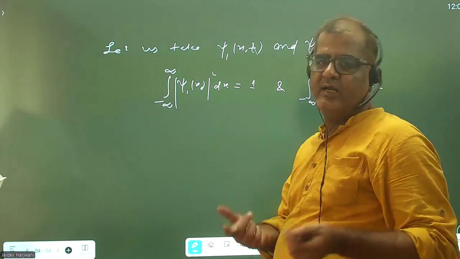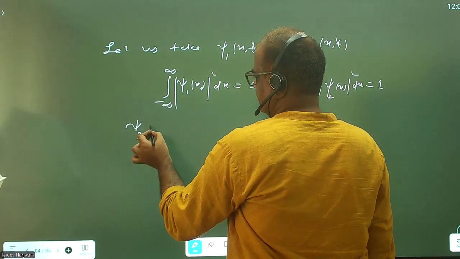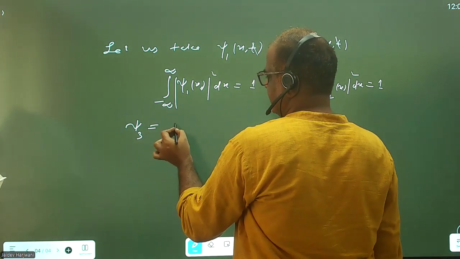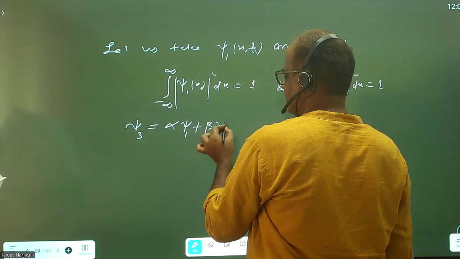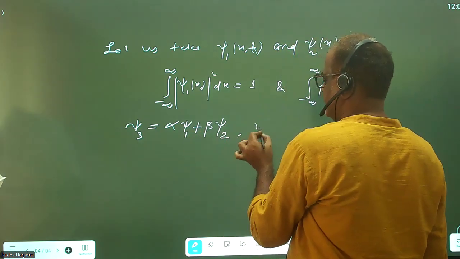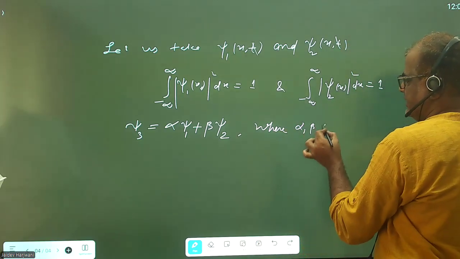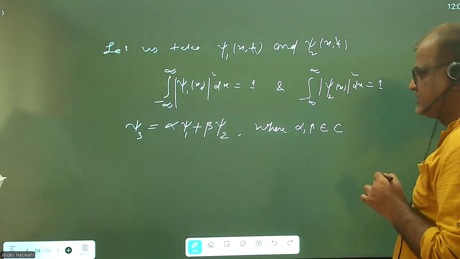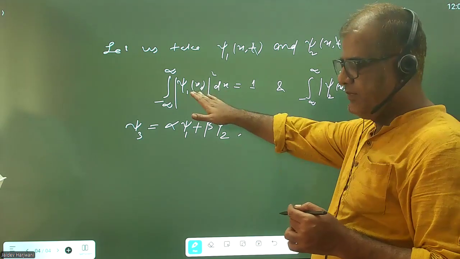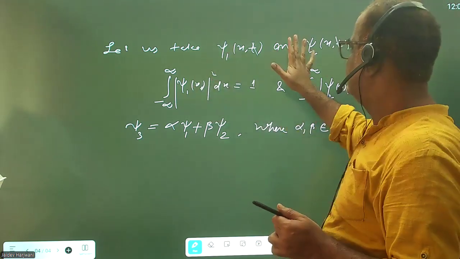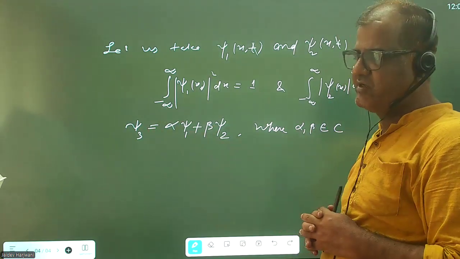Now I'm taking a third wave function psi 3, which is the linear combination of psi 1 and psi 2, where alpha and beta are some complex numbers. Now we have to check if this function is also normalized. Psi 1 and psi 2 are normalized, so what about psi 3? Is psi 3 also a normalized wave function?